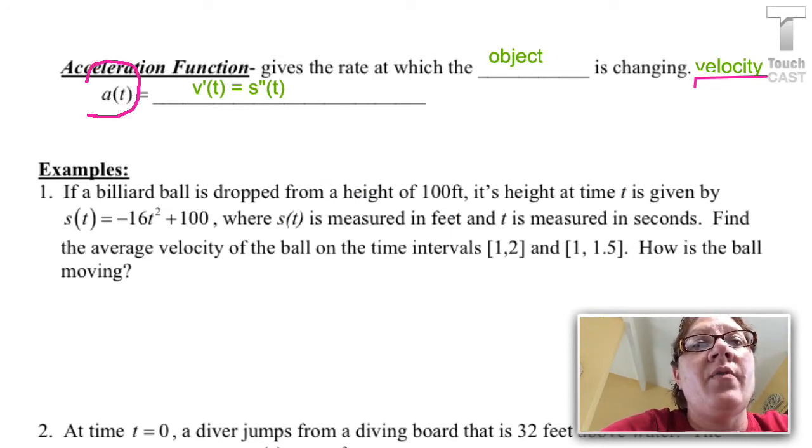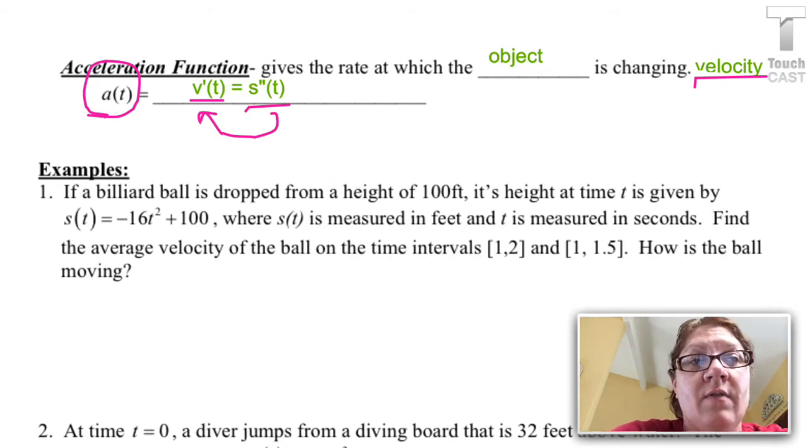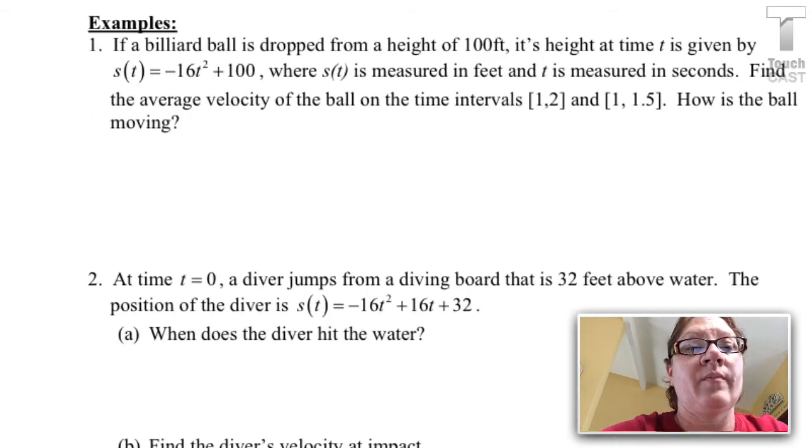And the notation will always be a of t for acceleration, and it's the first derivative of velocity, or second derivative of position. And you might have already guessed, so after I take the first derivative, which would be velocity, then I would take the second derivative. So those are the same thing. First derivative of velocity is the second derivative of position. Okay, so let's look at some examples.